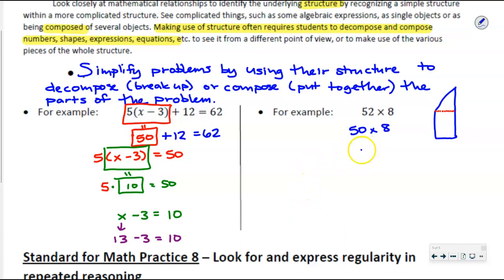And then 2 times 8? And then just add those together? And if we needed to further decompose 50 times 8, we could also then further think, 50 times 8, I could actually think about that as 5 times 8, which I then am going to multiply by 10. Right? So that's what we're doing when we're decomposing things, when we're doing some of these mental math strategies.